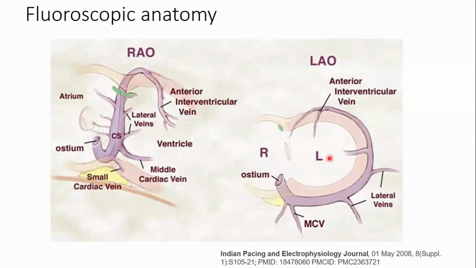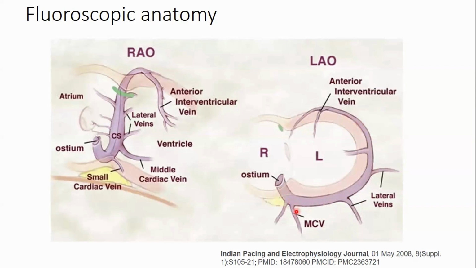On the other hand, when we use an LAO view, we are looking at the heart as if you're looking at it through the apex into the base. For echo views, this would be considered a short axis view. As we said, the coronary sinus is a posterior structure arising from the right atrium, and it runs laterally towards the lateral border of the heart in the AV groove. So this is a good way of determining in the LAO position which veins are anterior, which veins are lateral, and which veins are posterior.